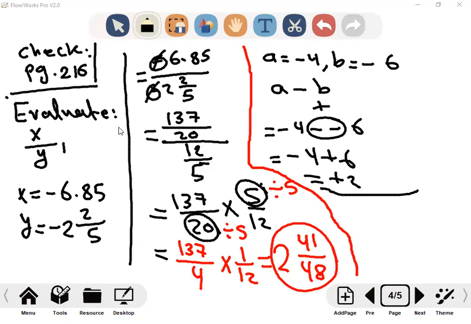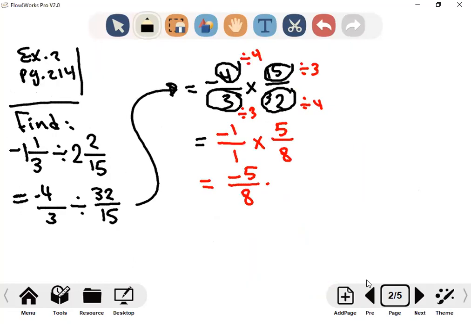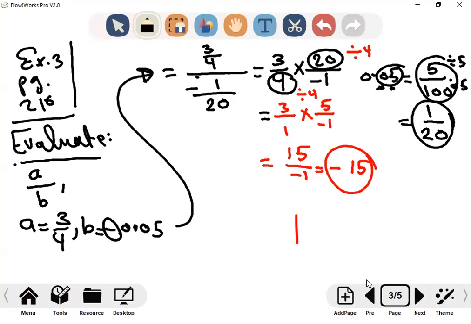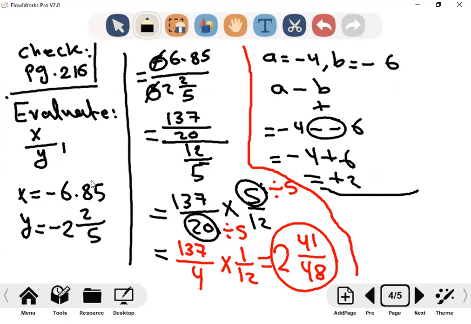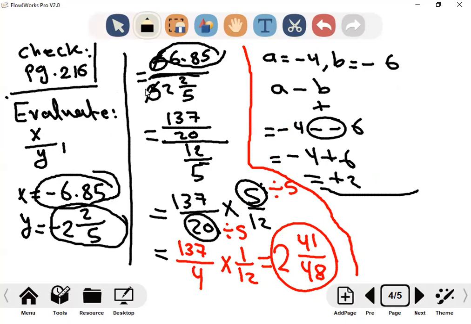Mister, I have a question. Yes, ask. I don't understand the check. Which check? Example 3, I think. This one, this is example 2. This is example 3, this is its check. X over Y means X divided by Y, right? Yes. X is given and Y is given. We substitute them here, right? Now we turn the mixed numbers into fractions.